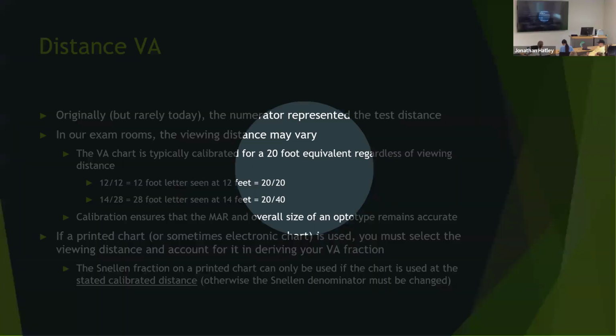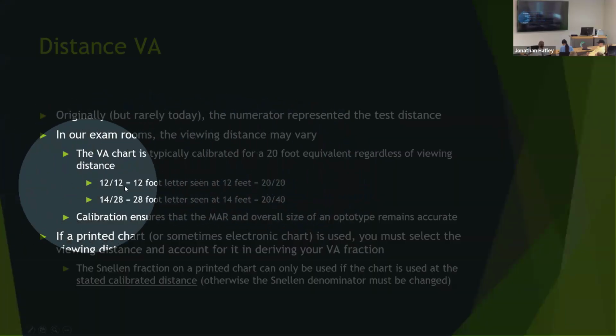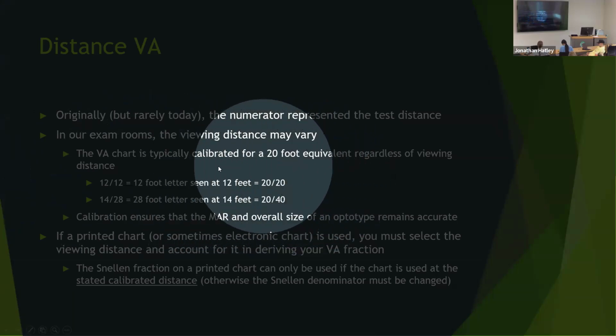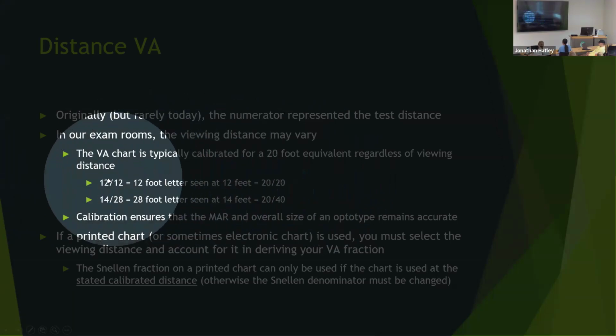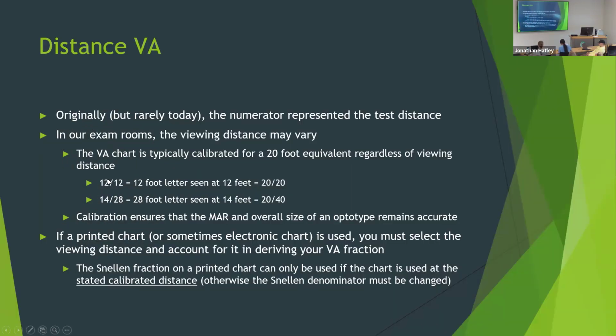In reality, if we were still using the same style of chart, but we had moved it closer, then what we would have to do is separate the optotype size from the distance. And so instead of saying that this is a 20/20 letter or something like that, what we would look at is the optotype size, what it had printed on the side of the chart, and then we would just put the distance in front of it.